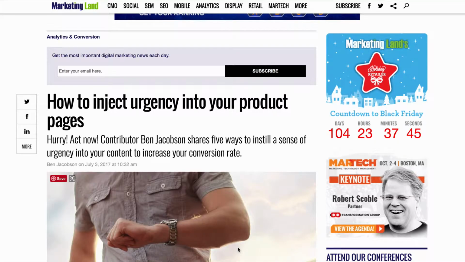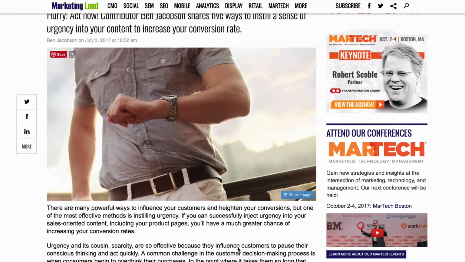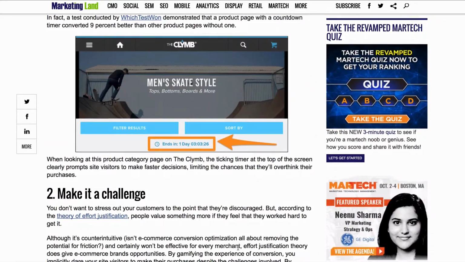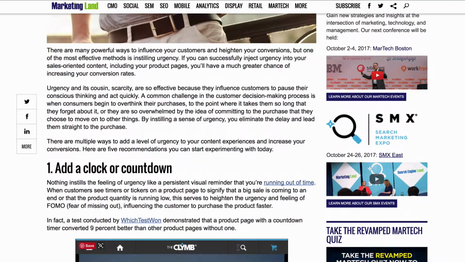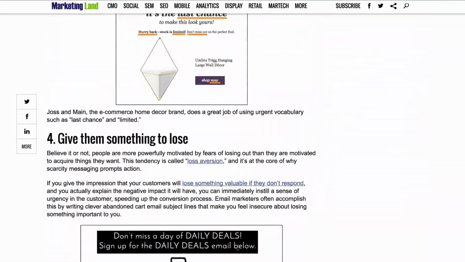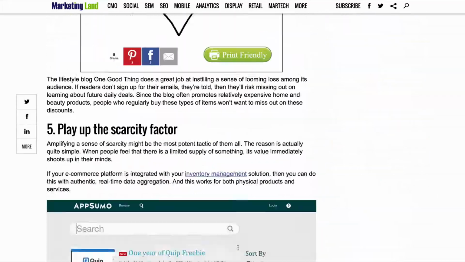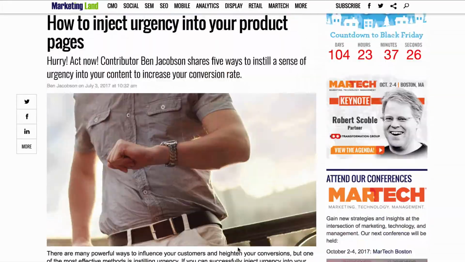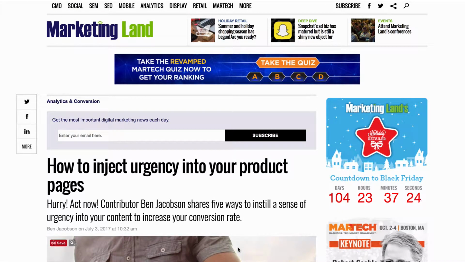Story number 2, my buddy Ben Jacobson writes over at Marketing Land about how to inject urgency into your product pages. Okay, here are 4 tips, and let me tell you, well, actually we have 5 tips, and let me tell you why these are super relevant regarding our topic. We want to answer frequent sales objections.